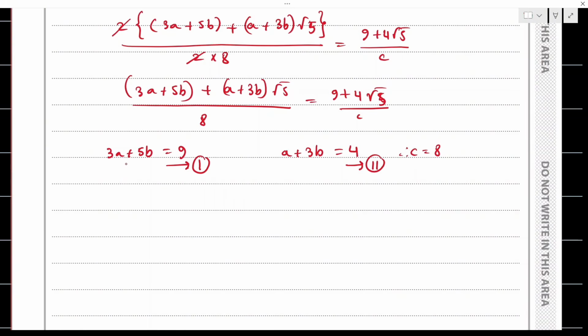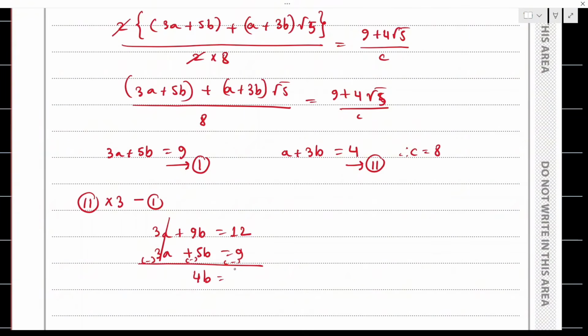So I can use the techniques for solving simultaneous equations to find the value of a and the value of b. So I can write that multiplying equation 2 with 3 and subtracting equation 1, we get, so multiplying equation 2 with 3 will give us 3a plus 9b equals 12. And minus equation 1 will be 3a plus 5b equals 9. Subtracting these two equations will cancel out 3a, and 9b minus 5b will give us 4b.